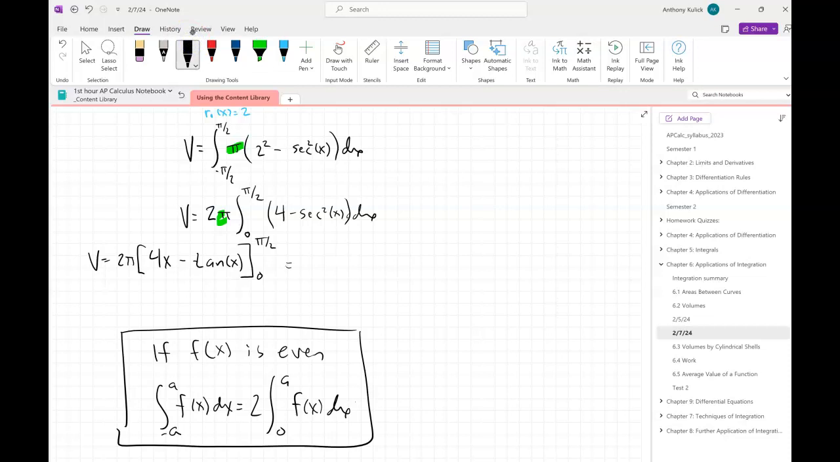Yeah, no problem. So we have 2 pi times, well, when I plug pi over 2 into 4 pi, I get 2 pi again. And tangent of pi over 2 is 1.